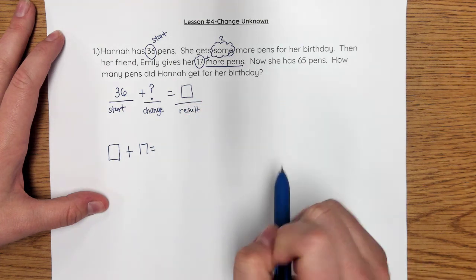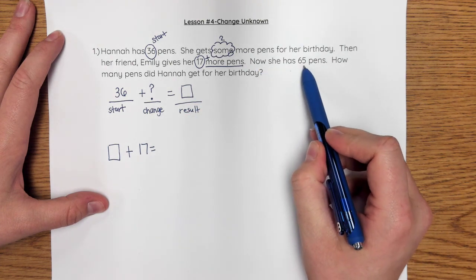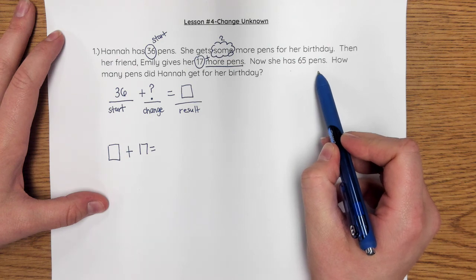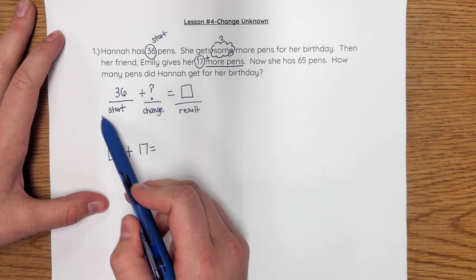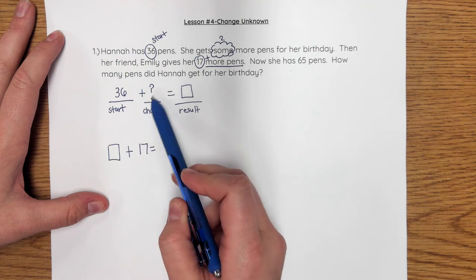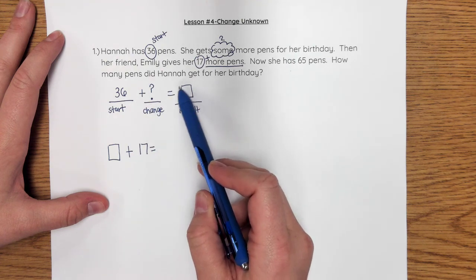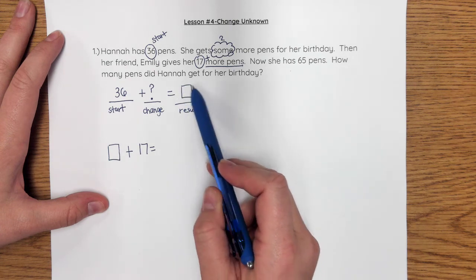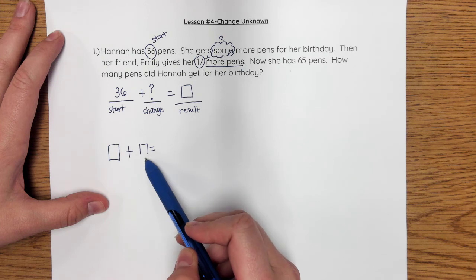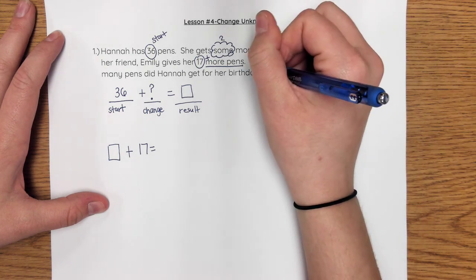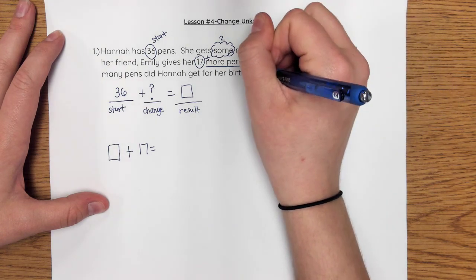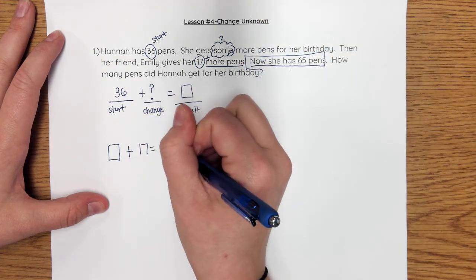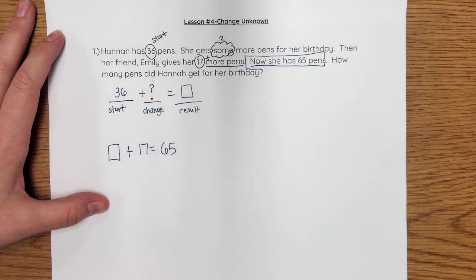And then if I keep reading, it says now she has 65 pins. So I know the result of whatever she got. She started with 36. She got some for her birthday, and that left her with some pins. At this point, I don't know what those pins are, but I do know that I have that number of pins, plus her friend Emily gave her 17 more. So now she has 65 pins. So I know that right now, Hannah has 65 pins.